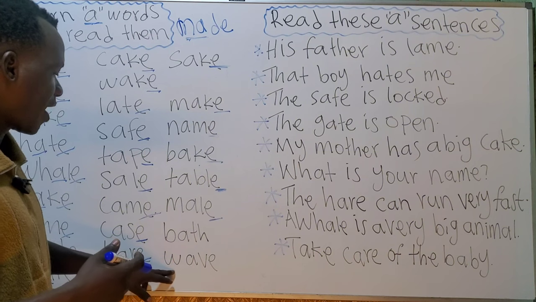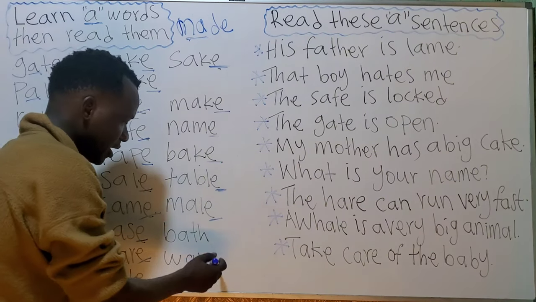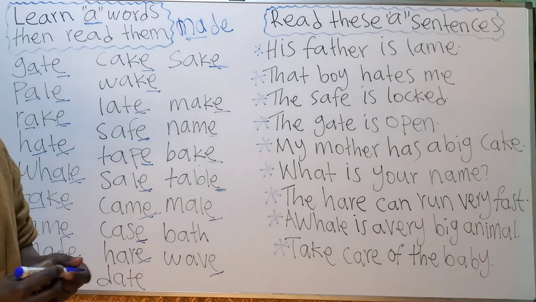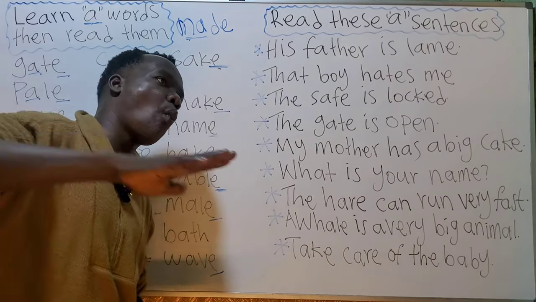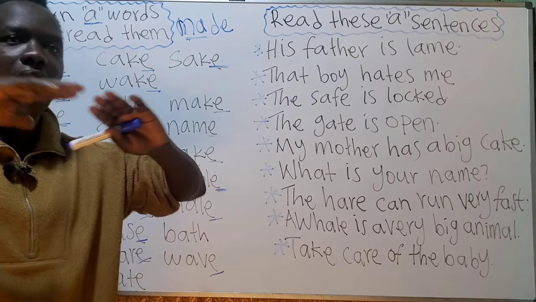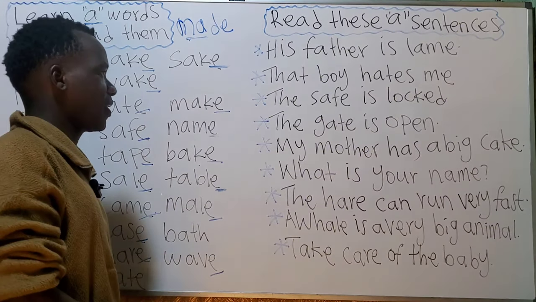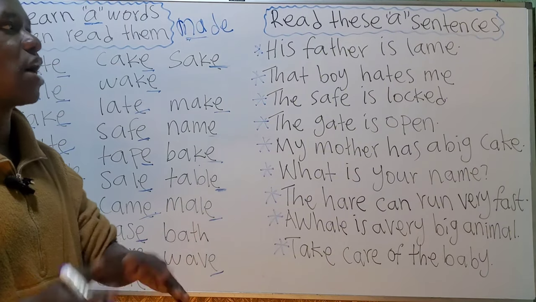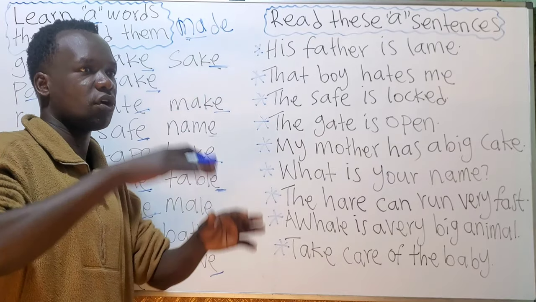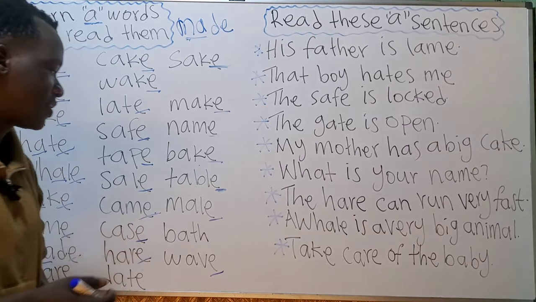And then wave. Yes, wave. Silent E. Wave is moving water, current, or a wind, or even sound. Okay, yes, they have wave. Sound has got wave, water has got wave, even wind has got wave. Okay, yes.